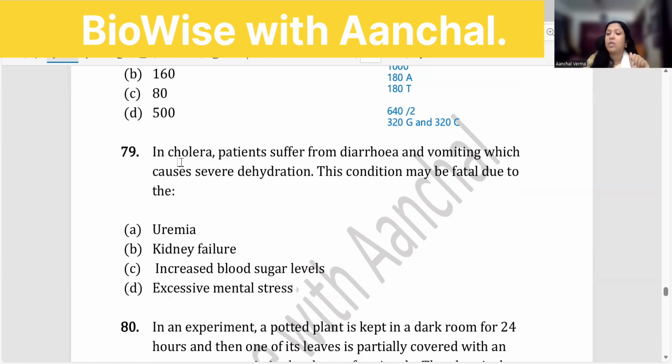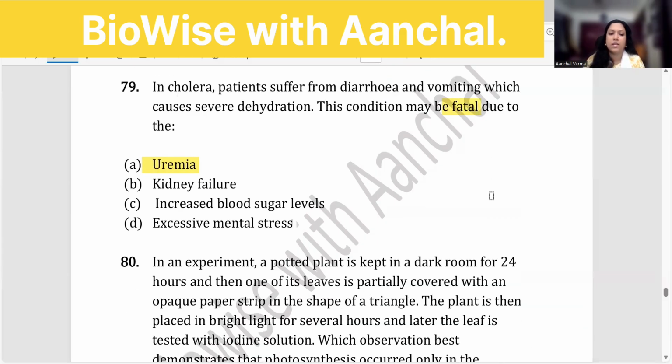It reabsorbs water from the nephrons, that is from the distal convoluted tubule and the collecting tubule. Now, what will happen? Since water is getting reabsorbed, the urine formation will be hampered. So finally, the person who has cholera does not urinate. So if they don't urinate, urea level in the blood will increase, and the person will have a disorder called uremia, which is a fatal condition because the blood becomes toxic due to accumulation of urea in it.